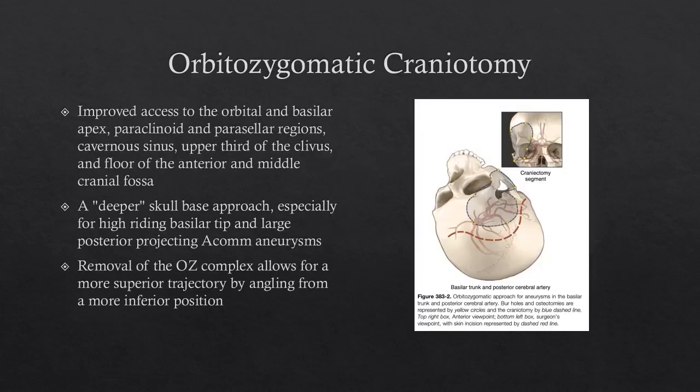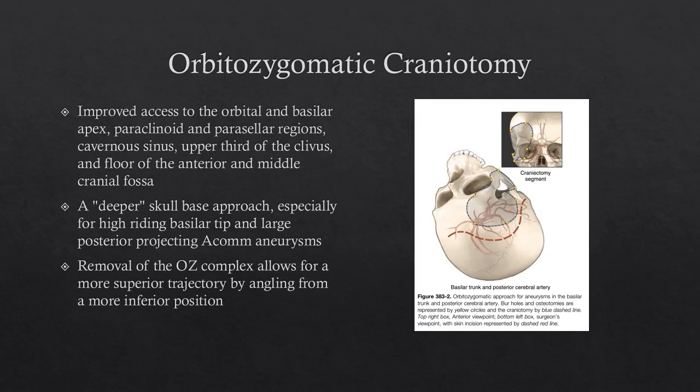The orbital zygomatic approach, or OZ craniotomy, is a variation of the traditional pterional craniotomy that provides improved exposure to and maneuverability around the orbital apex, basilar apex, paraclinoid and paracellar regions, the cavernous sinus, the upper third of the clivus, and the floor of the anterior and middle cranial fossa. This is especially important for aneurysms of the basilar apex and giant or otherwise complex aneurysms of the anterior circulation.